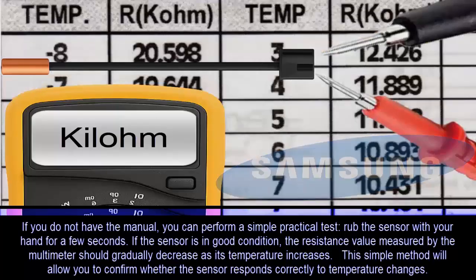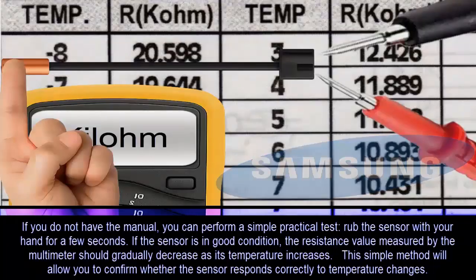If you do not have the manual, you can perform a practical test. Rub the sensor with your hand for a few seconds. If the sensor is in good condition, the resistance value measured by the multimeter should gradually decrease as its temperature rises. This simple method will allow you to confirm whether the sensor responds correctly to temperature changes.